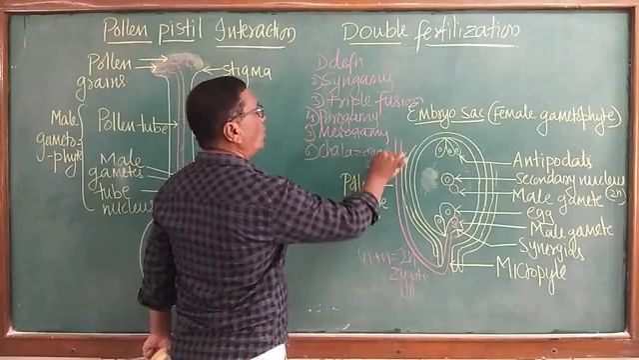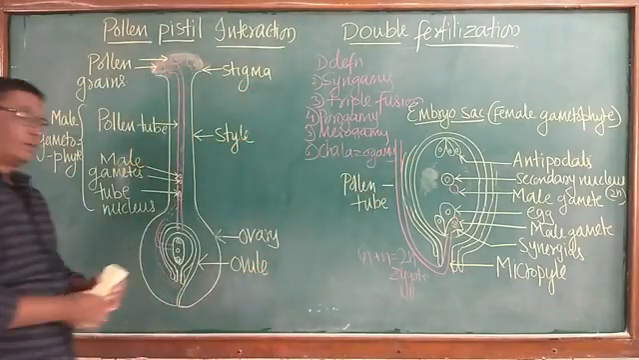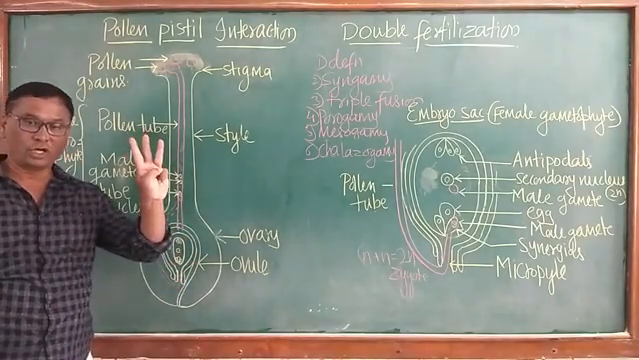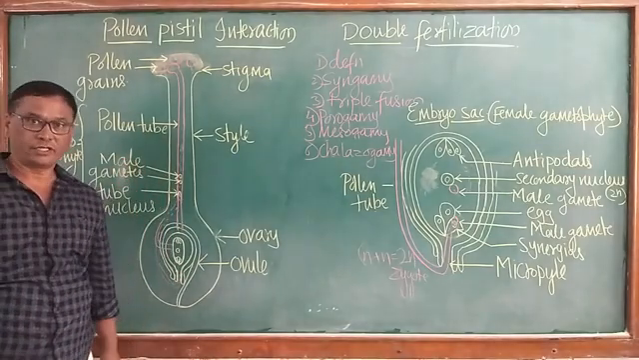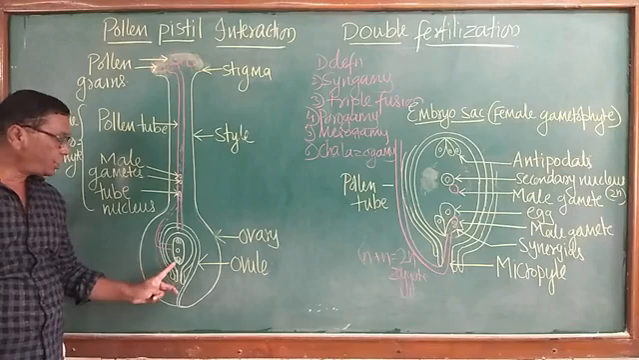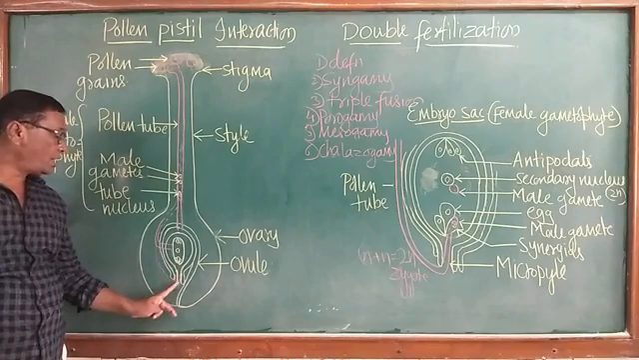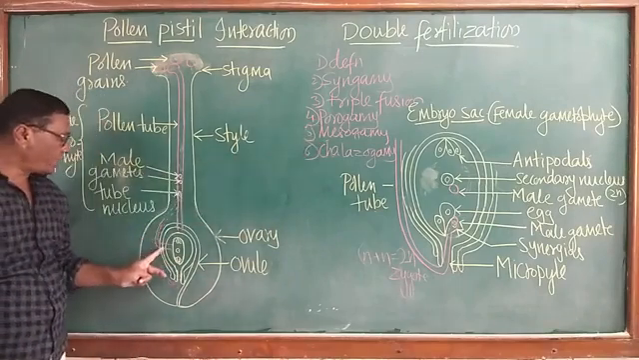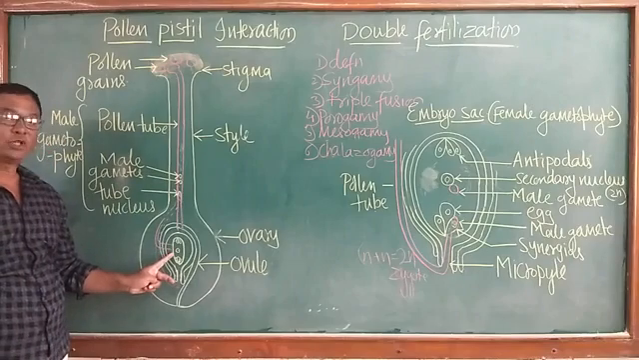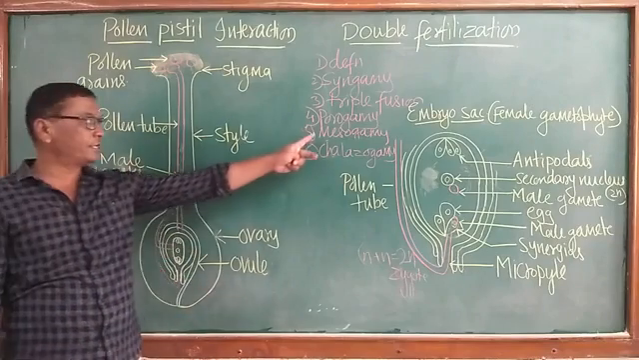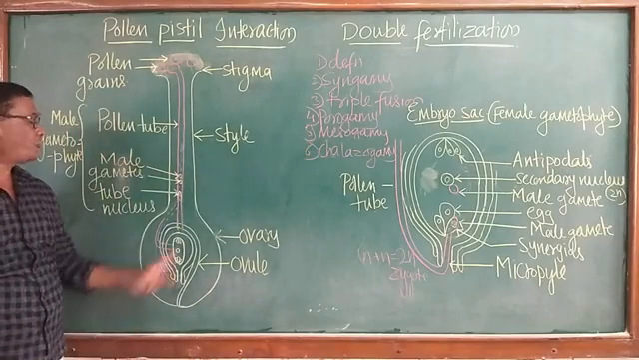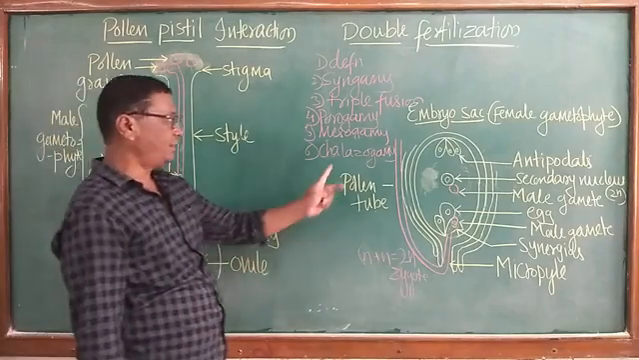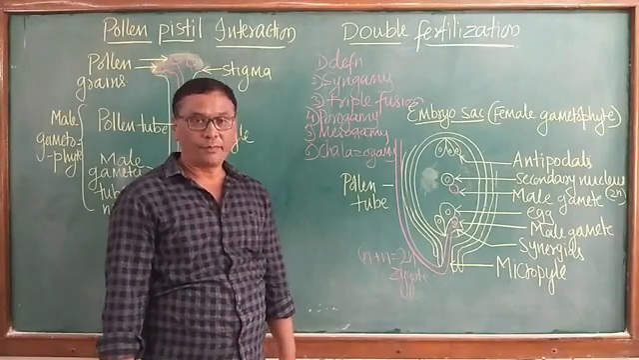So, the entry of the pollen tube into the ovule is of how many methods? Three different methods. If the pollen tube enters the ovule through the micropylar pore, it is called porogamy. If the pollen tube pierces the integuments while entering into the embryo sac, it is called mesogamy. If the pollen tube enters the ovule through the chalazal side, it is called chalazogamy.